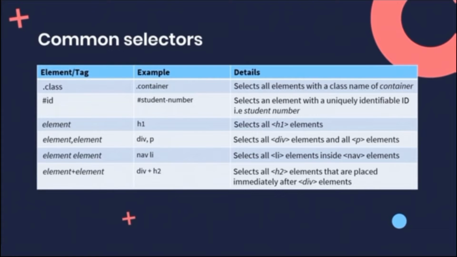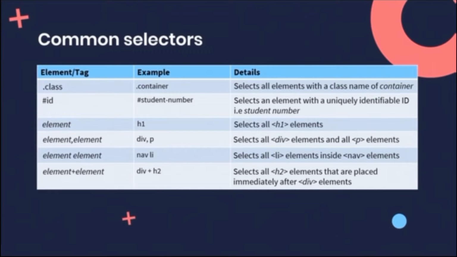And then we also have this thing called element. This is just a very generic name, and much like the example before where we had the H1, we select all H1 tags and we style them accordingly. So this is going to take every single H1 tag in our website and style it exactly the same. Then we have this thing called element, comma, element. This is slightly different because what we are doing here is selecting all the div tags and all the p tags. In this example, we're saying div, comma p. So we are taking several elements and we are styling them accordingly.